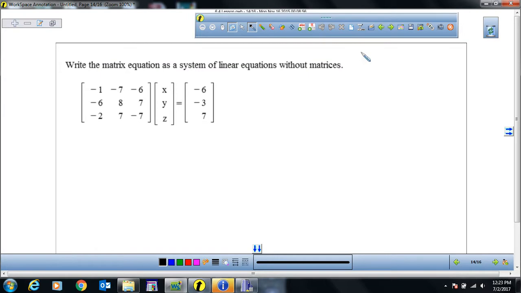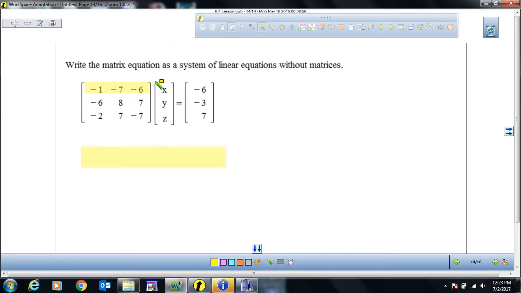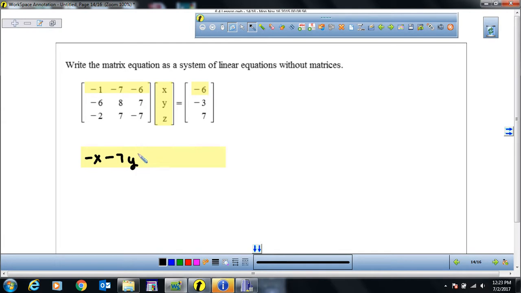Now I want you to write a system of equations from this matrix. So find me the first equation. To find the first equation, you have to multiply the first row times the first column, which is this, of course, right? And that equals the first value right here. So -1 times X is -X. -7 times Y is -7Y. -6 times Z is -6Z, and that is equal to the first number, which is -6.